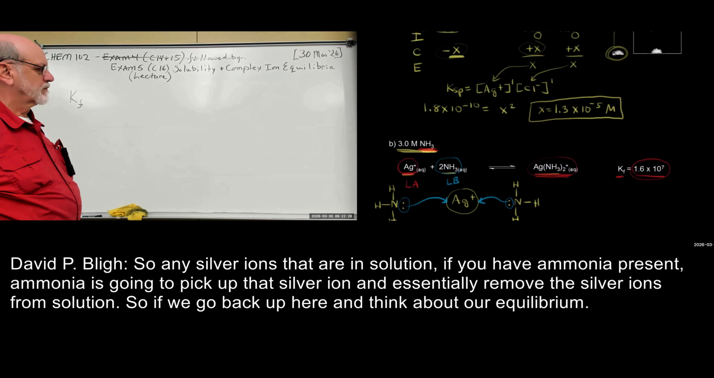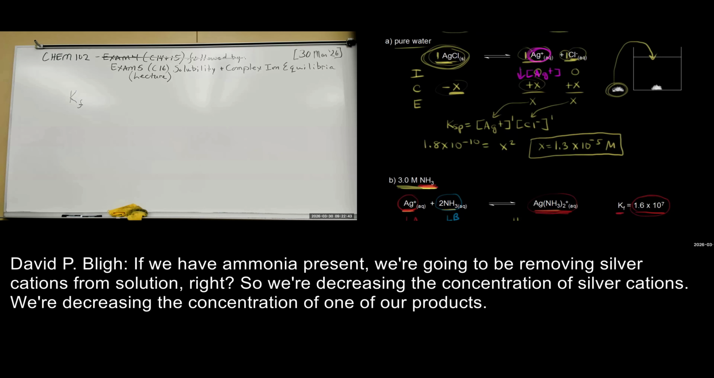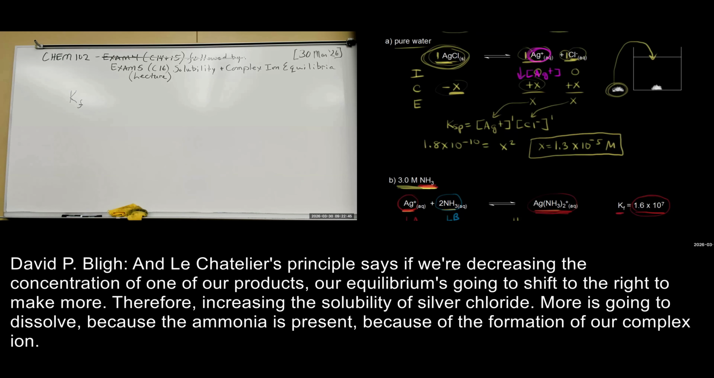So if we go back up here and think about our equilibrium, right, if we have ammonia present, we're going to be removing silver cations from solution. So we're decreasing the concentration of silver cations. We're decreasing the concentration of one of our products. And Le Chatelier's principle says if we're decreasing the concentration of one of our products, our equilibrium is going to shift to the right to make more. Therefore, increasing the solubility of silver chloride. More is going to dissolve because the ammonia is present, because of the formation of our complex ion.